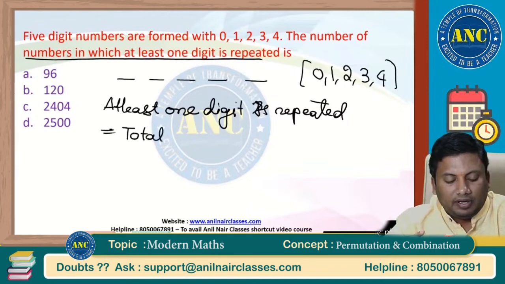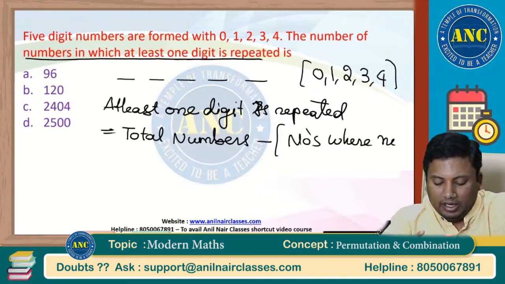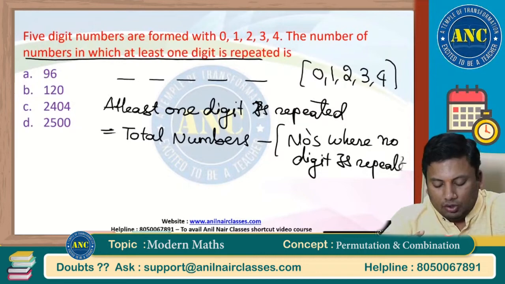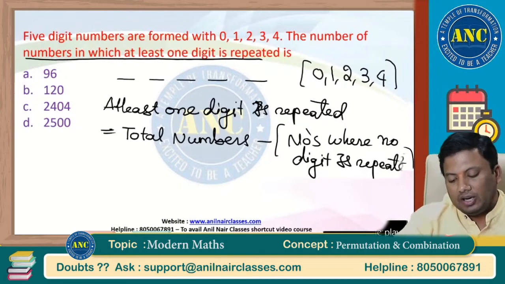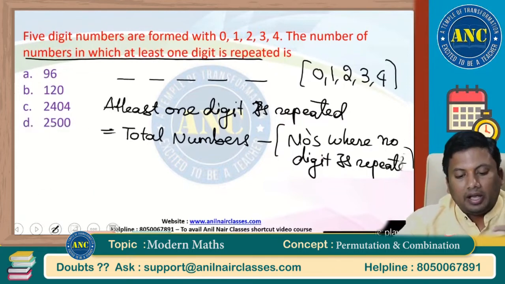Total number of numbers minus numbers where no digit is repeated. Total numbers means repetition is allowed, minus numbers where no digit is repeated. I hope it is clear.